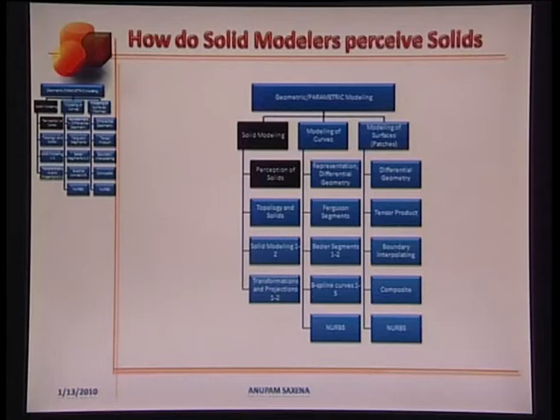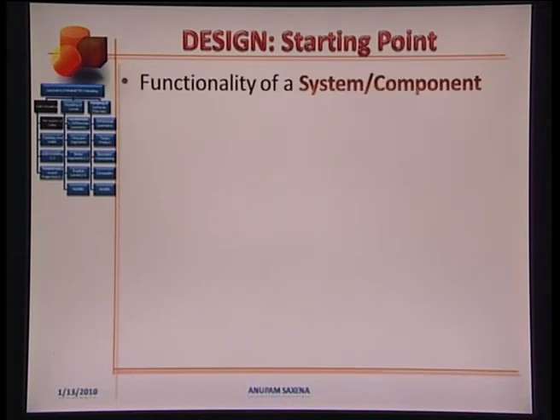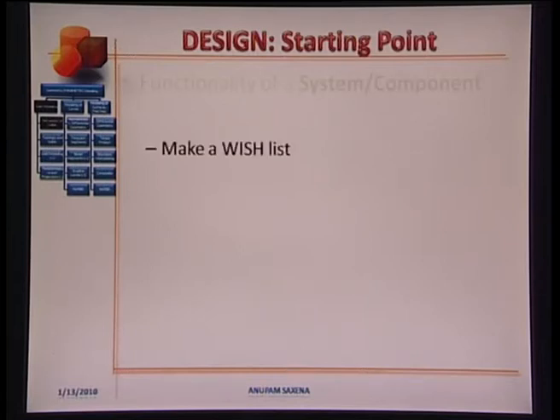We'll start by refreshing briefly the procedure of form design. We'll then study some properties of solids in detail. We are still trying to perceive solids here. To refresh, the starting point in our design procedure is to figure out or come up with the functionality of a system or a component. One makes a wish list.